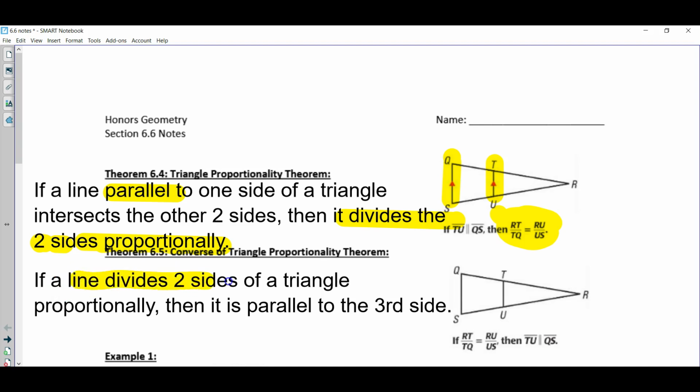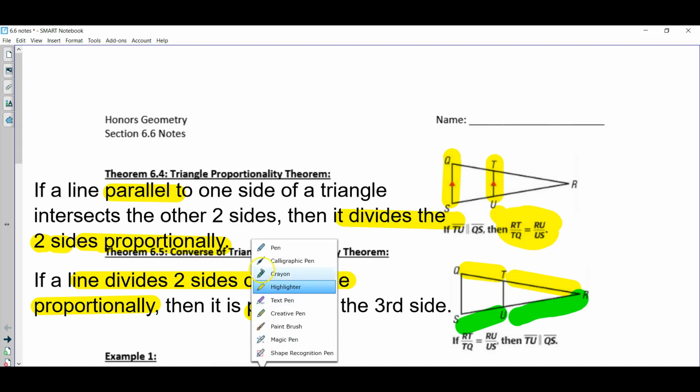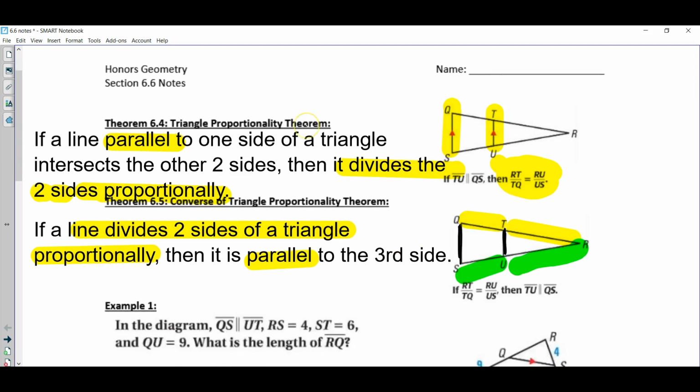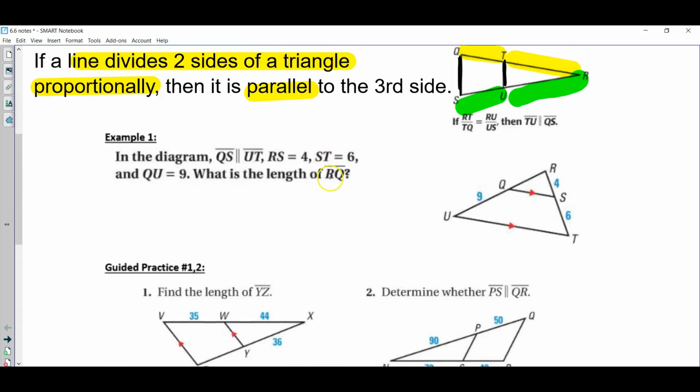On the reverse side of things, what we also can do is if we know that a line divides the two sides of a triangle proportionally, in reverse, hence the converse, we can say that it's going to be parallel to the third side. So in reverse, if we are able to find out that QT and RT are in the same ratio as RU and US, then we know these lines have to be parallel to one another. So let's take a look at an example of where this would be applied here.